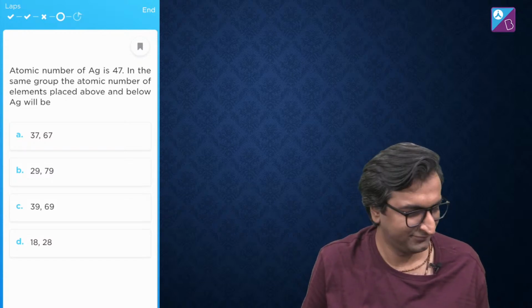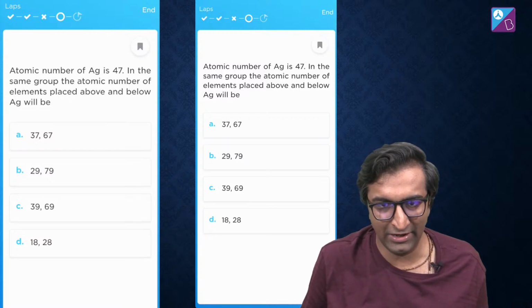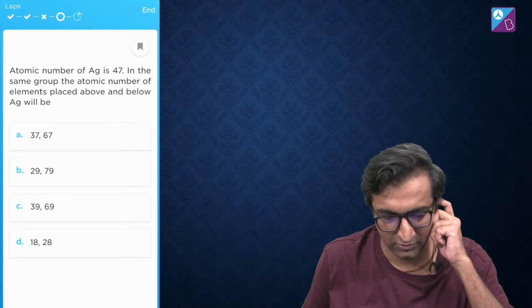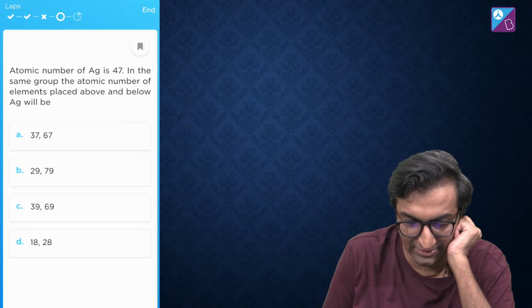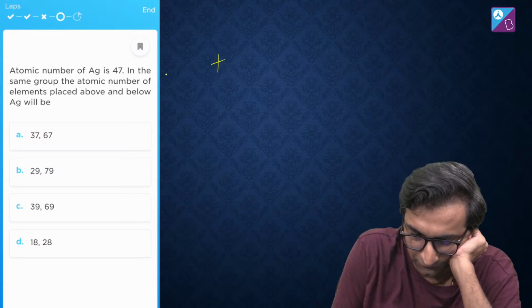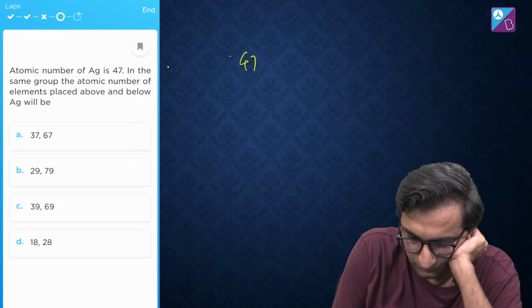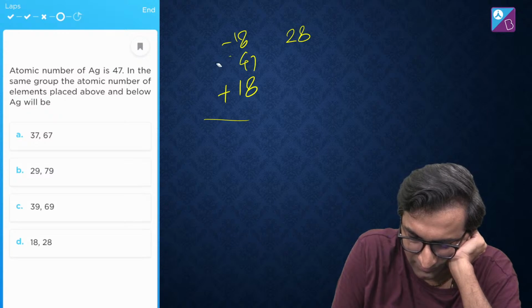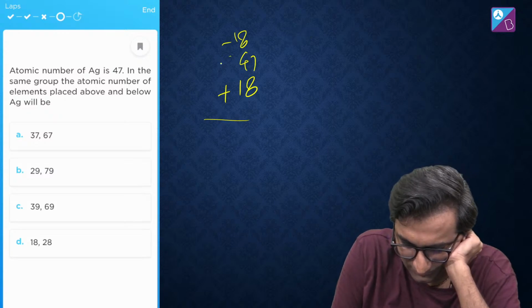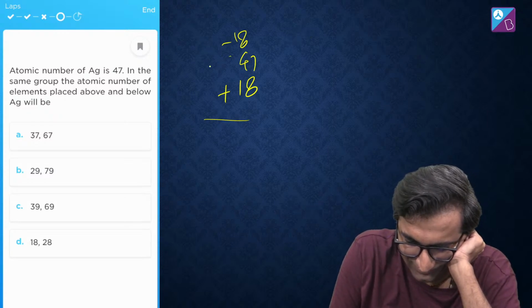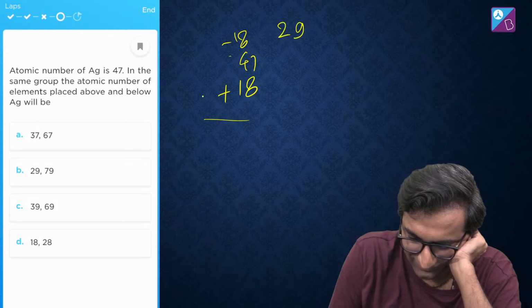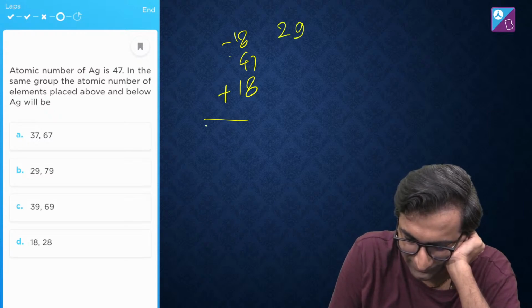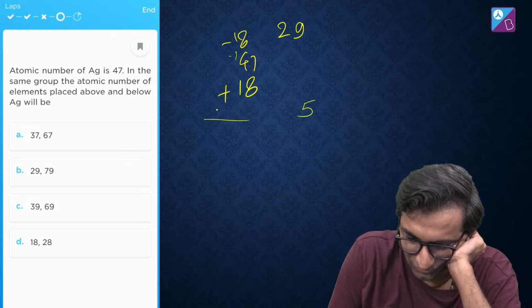देखो एक में you have to account for 32 electrons या फिर 18 इलेक्ट्रॉन. So it is going to be 47 minus 18 plus 18. I think that works, right? What is 47 minus 18? It becomes 29. And plus 18 हो जाता है इसका. 1 gets carried over. 65.